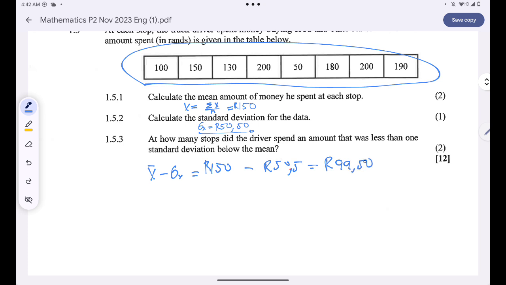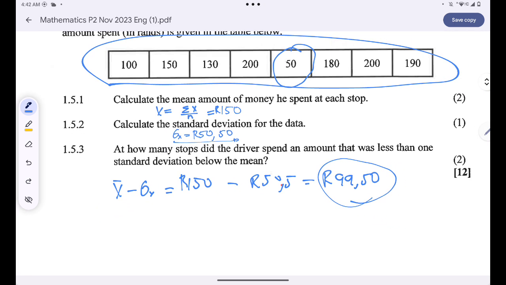99 rand 50 cents. So in how many stops did the driver spend an amount of money which was less than this amount? It happened only once. Are we together? It happened only once when he spent 50 rands. So at how many stops did the driver spend less? Only one stop. That's how, guys, we could have tackled this question.